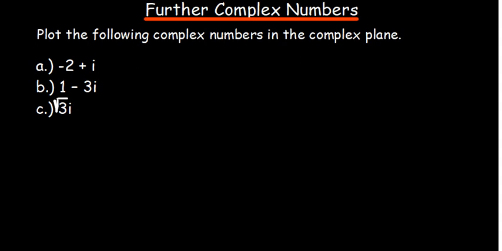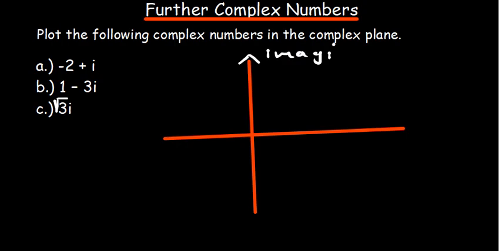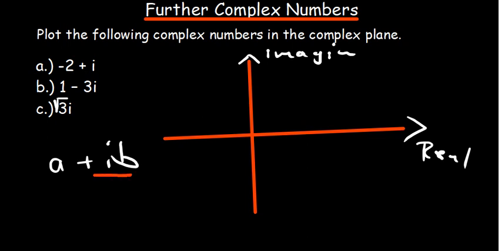Plot the following complex numbers in the complex plane. So how do you plot a complex number? We have to understand that the actual xy plane that we know, we're just going to change something about it. The y-axis becomes the imaginary part, and the x-axis becomes the real part. Remember, from the start of complex numbers, when you have a plus ib, the part attached to i is the imaginary part, and the part without i is the real part.